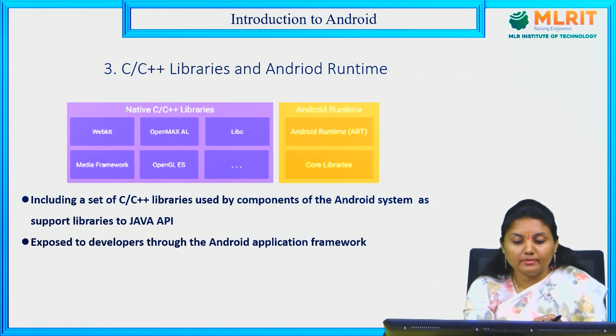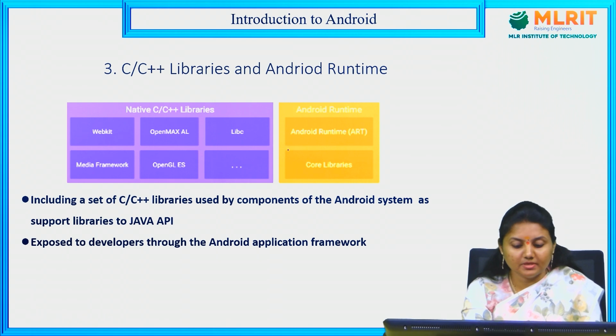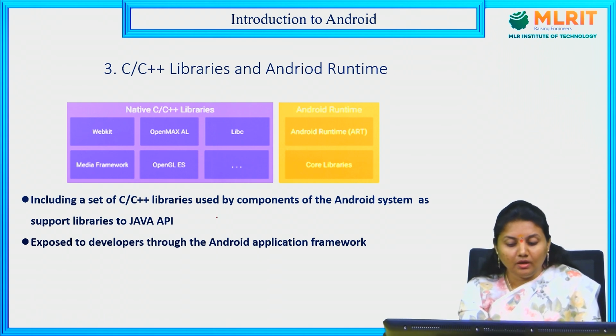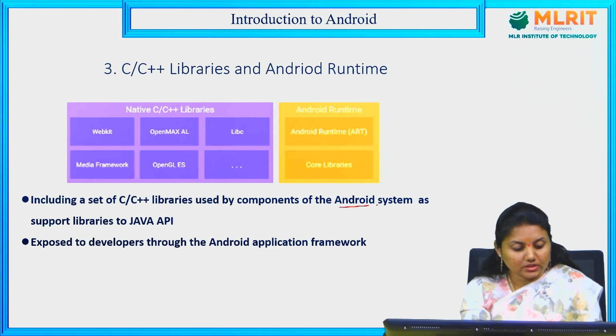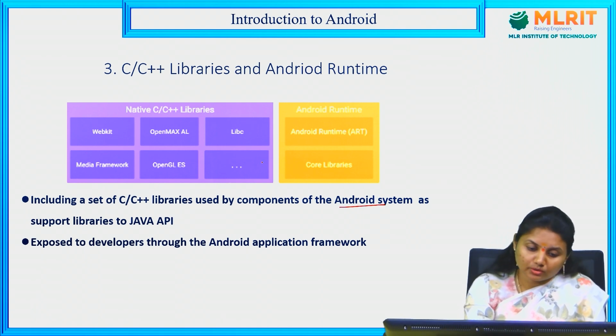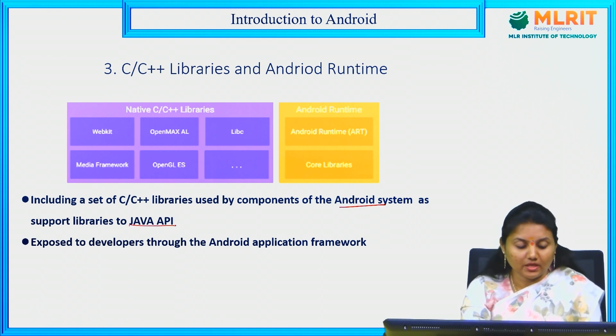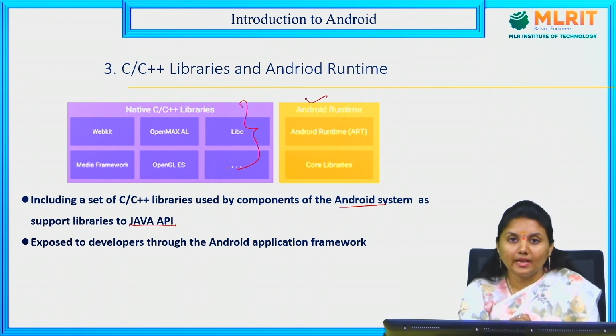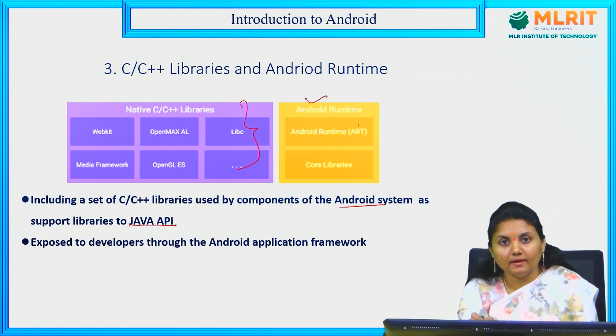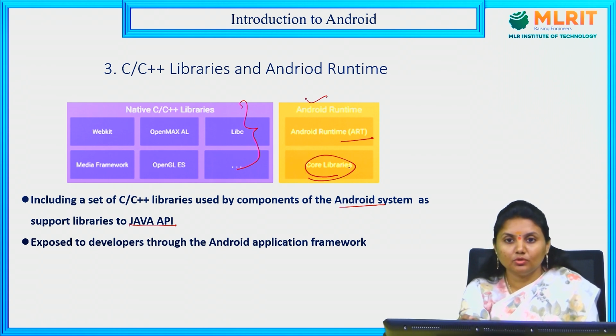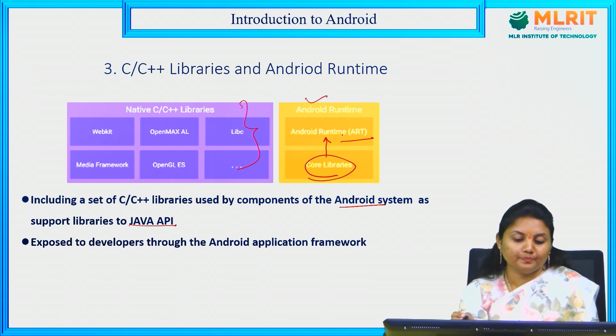Next, C++ libraries and Android runtime. These are the different libraries that we have discussed. These are the components used by the Android system, and these are the packages or libraries used by the Java API, which support Android and are exposed to developers through the Android application framework. So you need a runtime. Once these libraries are all up, you can easily run them using your Android runtime, which is ART, and which requires basic core libraries. These libraries support your application to run. Okay.